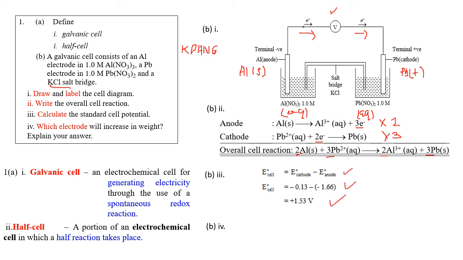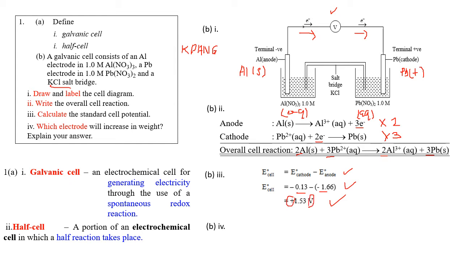Then next the calculation: formula, substitution, final answer with unit. You just straight away take the value based on the standard reduction potential. You check what is the standard reduction potential for lead, and what is the standard reduction potential for aluminium, and then substitute. Then you will get this answer. The positive or negative sign is required and the unit is required. Please take note.